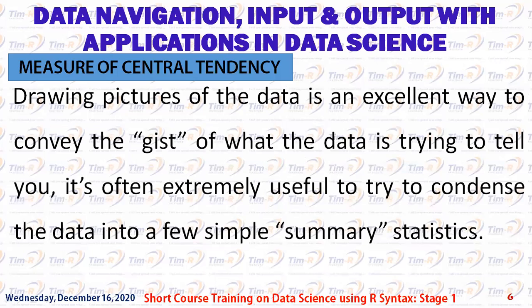Now we pick the first measure of central tendency. Drawing pictures of the data is an excellent way to convey the gist of what the data is trying to tell you. It's often extremely useful to try to condense the data into a few simple summary statistics. In this way, condense means you summarize data. That is the meaning of condense in statistics.